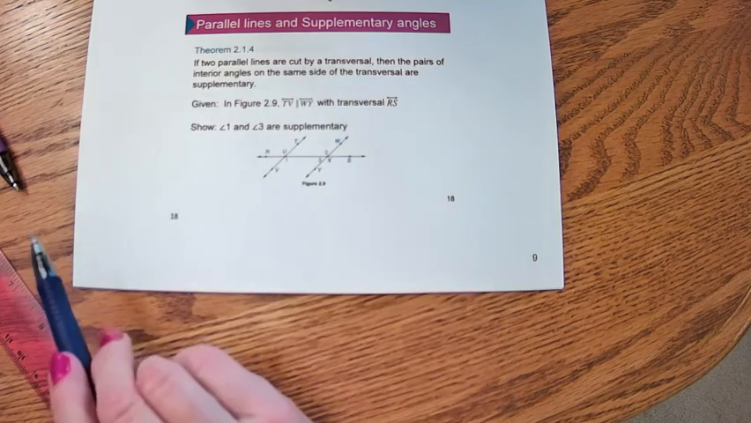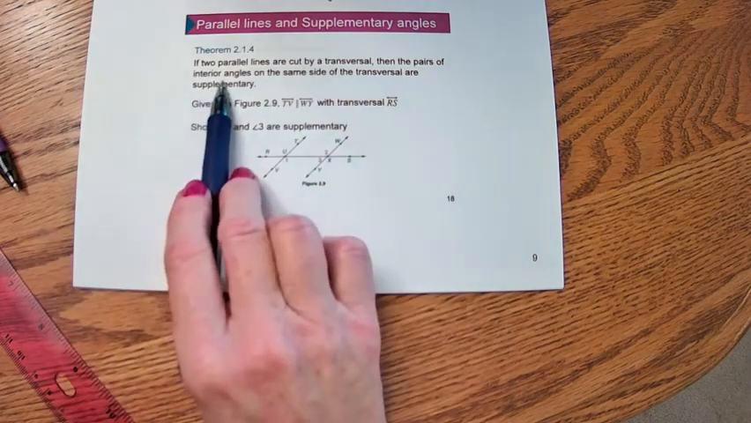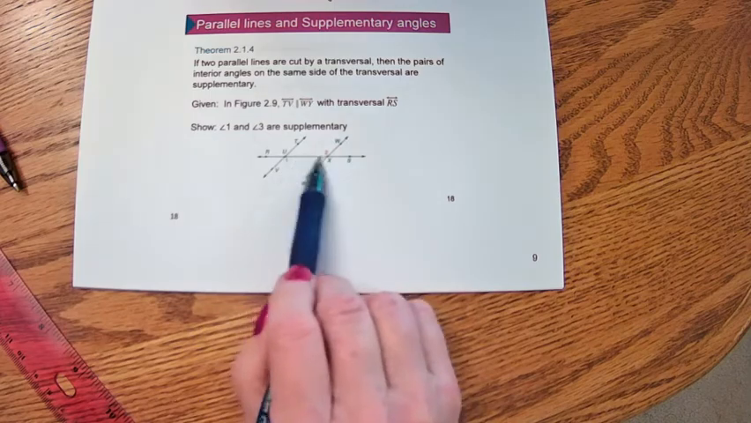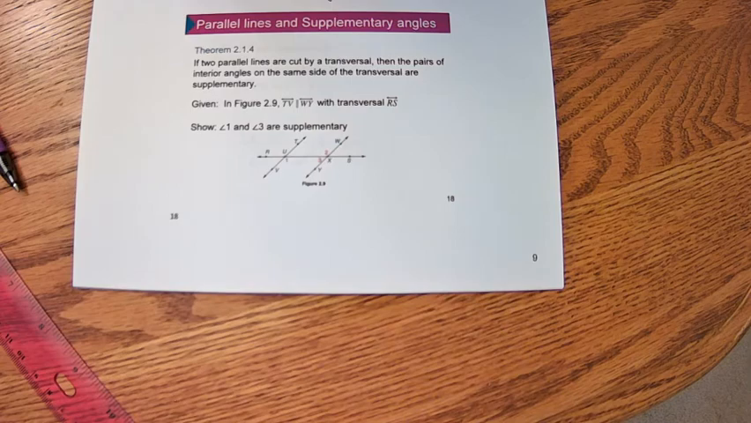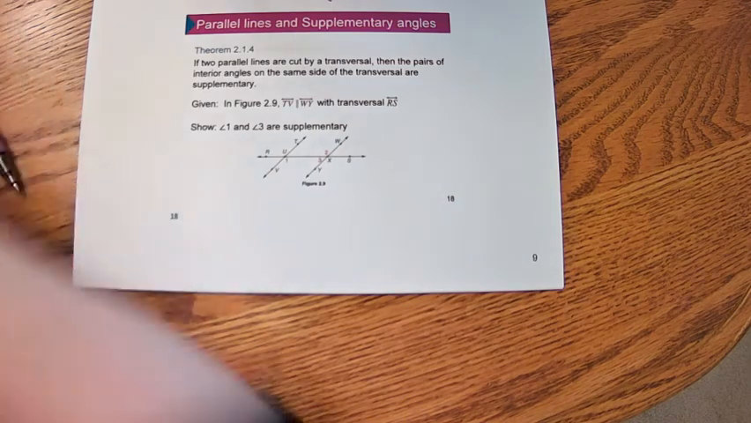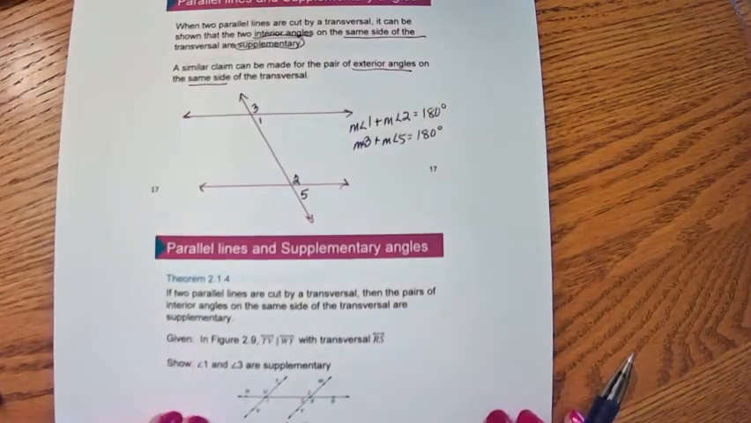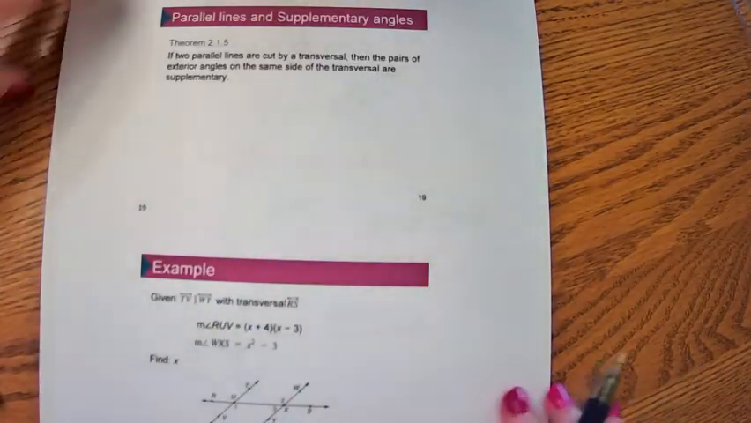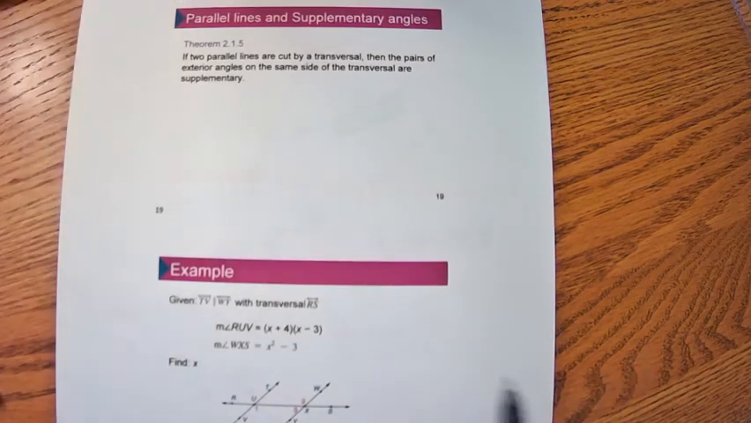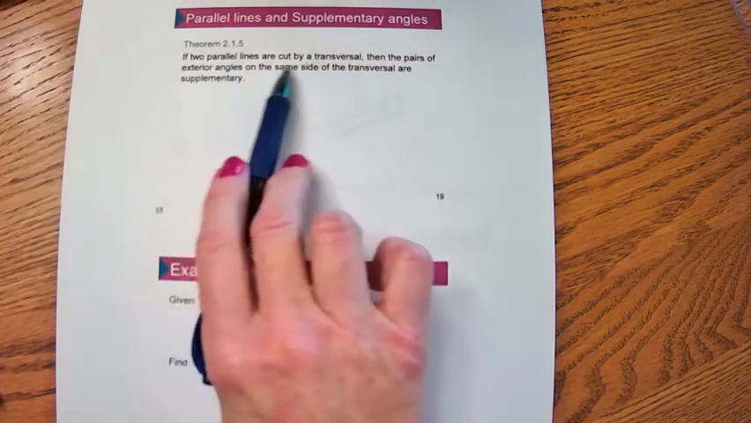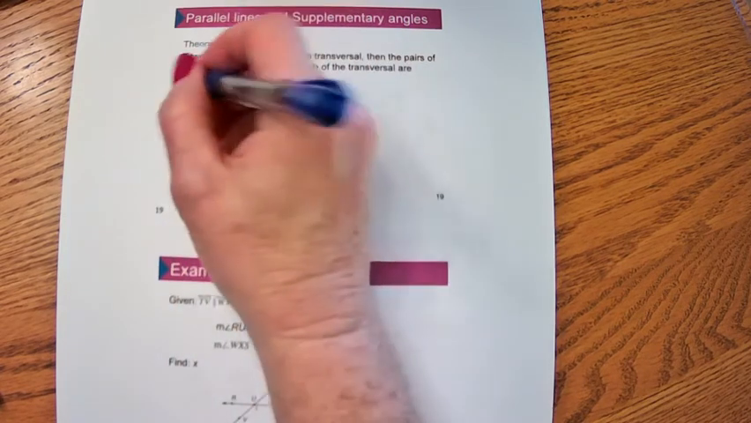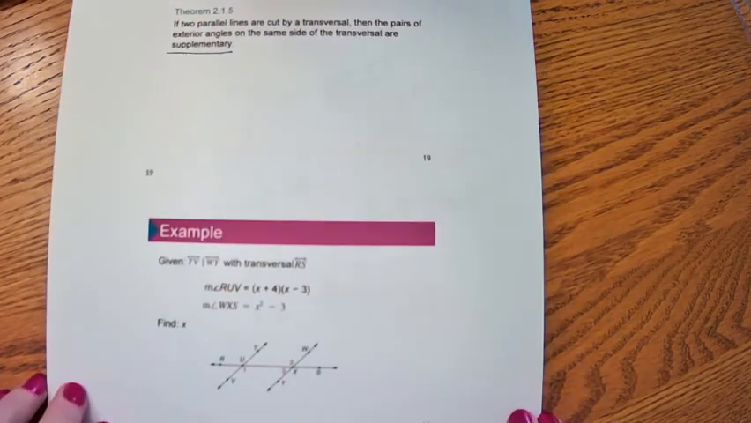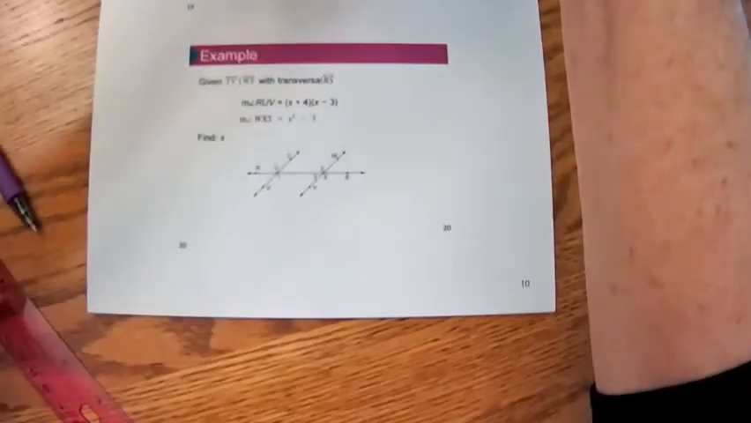If two parallel lines are cut by a transversal, then the pair of interior angles on the same side are supplementary. We just had angle 1 and angle 3. That's a diagram I just basically drew. And we've also drawn that if two parallel lines are cut by a transversal, the same side exterior angles are supplementary. So let's end with an example here.